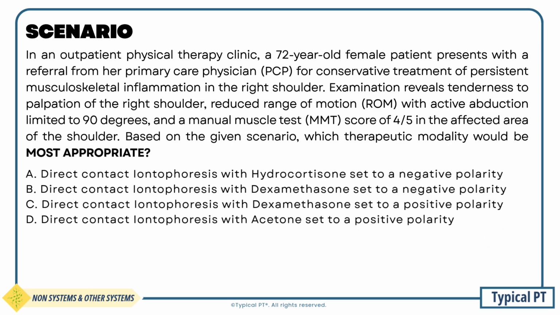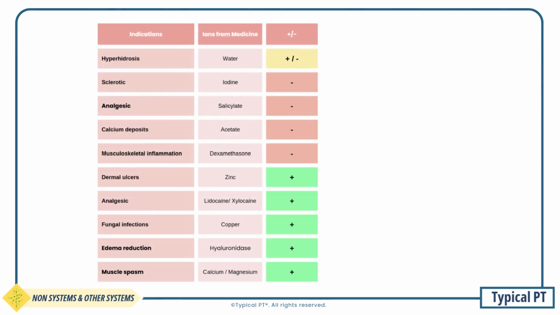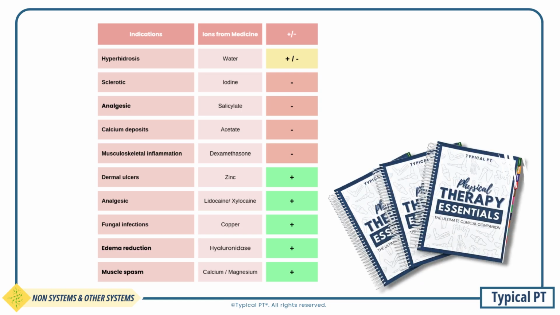Welcome back. The correct answer is choice B, direct contact iontophoresis with dexamethasone set to a negative polarity. Before we break down the explanation, I want to mention that the infographic shown here is from the Physical Therapy Essentials book from Typical PT. You can find this diagram and other helpful resources inside that book.